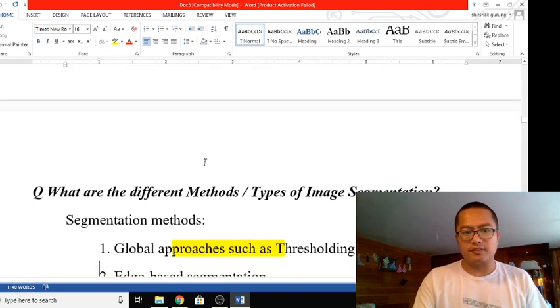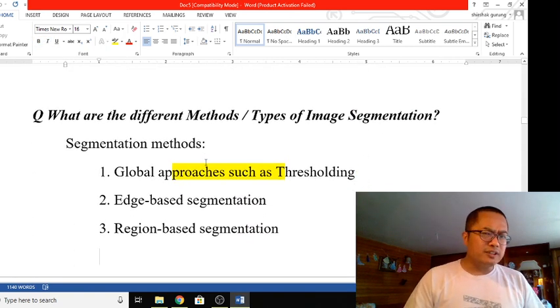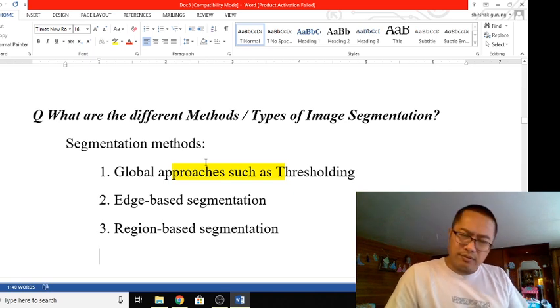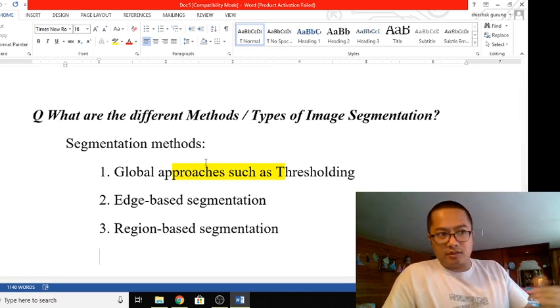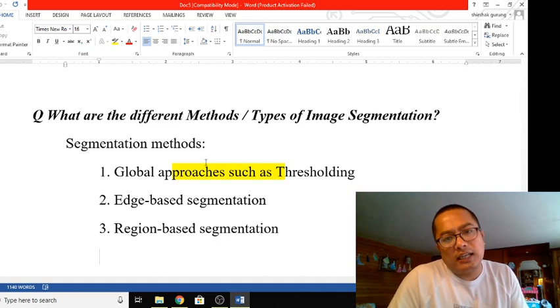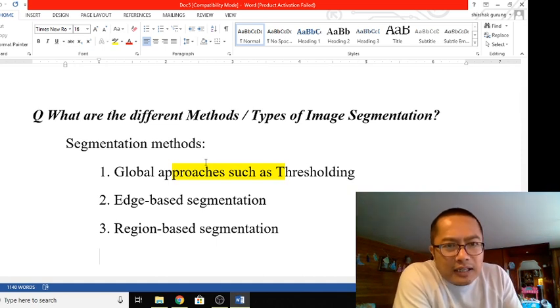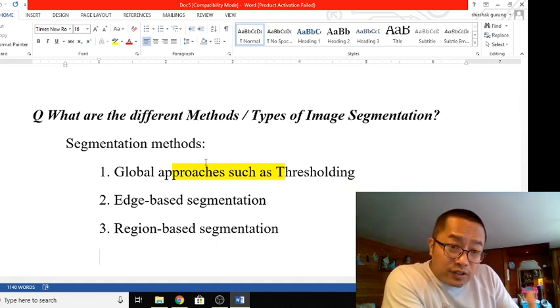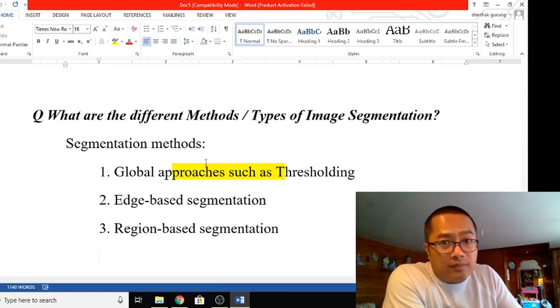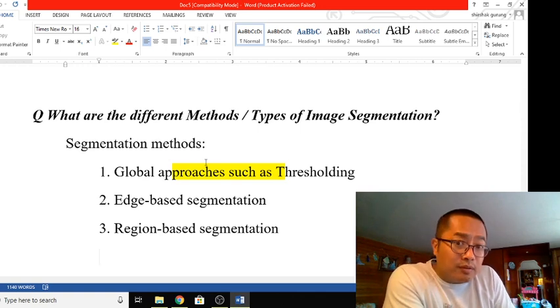There are different methods and different algorithms. So what are the different types? Some algorithm goes looking for discontinuity, some algorithm goes looking for similarity in pixel values. So what kinds of algorithms are there? There are three families of algorithms, generally.